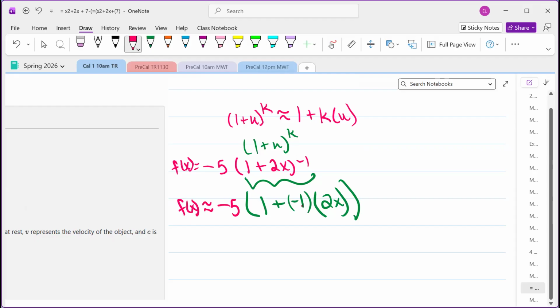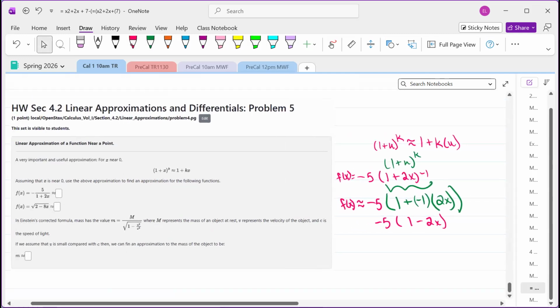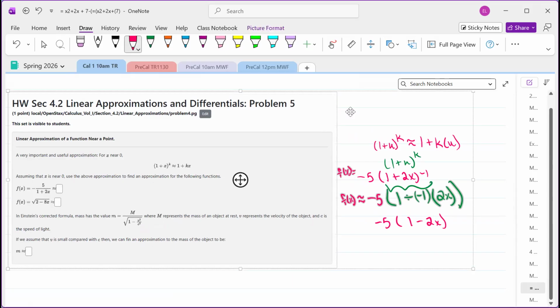So when we make that trade, we're saying our function is similar to this line. So this is negative 5 times 1 minus 2x. So if I type that in, that's what they want for the first answer.